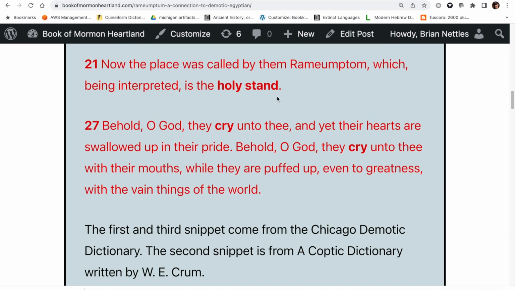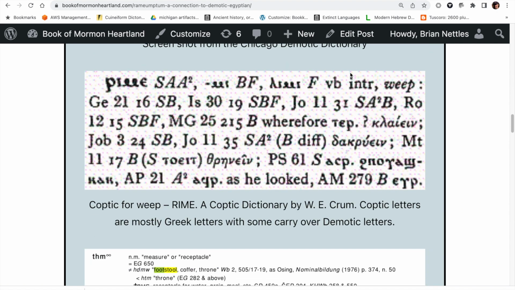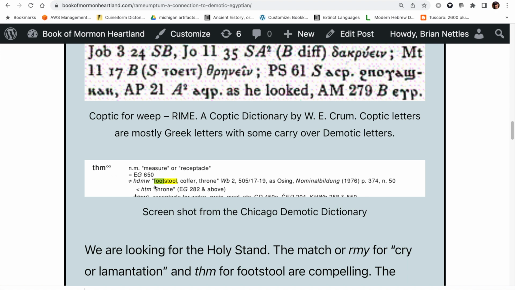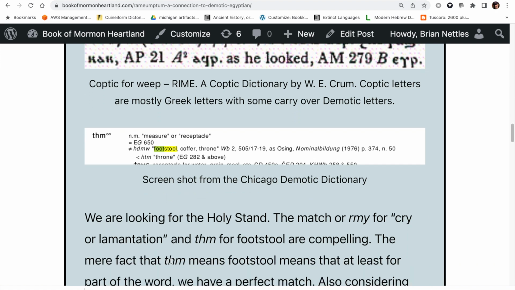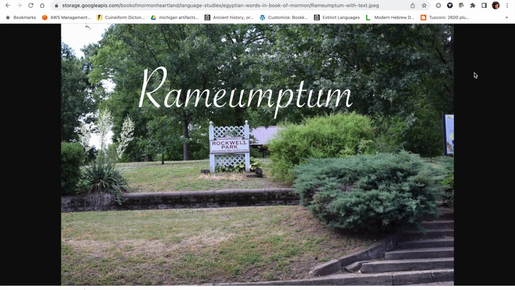But we're looking for holy stand. Now, honestly, this right here probably means holy or sacred, but I have not been able to find a match in the Egyptian language for this. If somebody else finds it, please let me know. But tum, here's where I get a perfect match, because we're looking for holy stand. We've got to cry, but we've got tum, and tum is right here in the Chicago Demotic Dictionary, and it is defined as a footstool. That's a direct hit. We're looking for holy stand, we find cry or lamentation, and we find footstool.